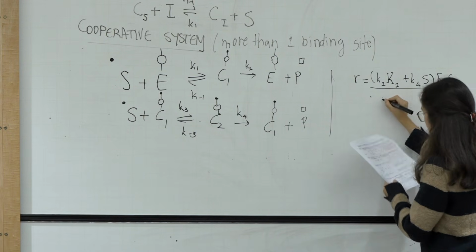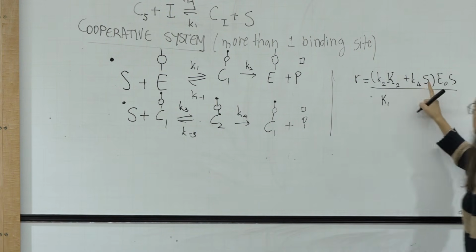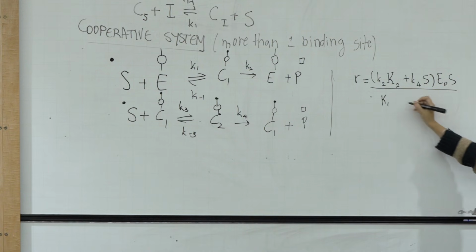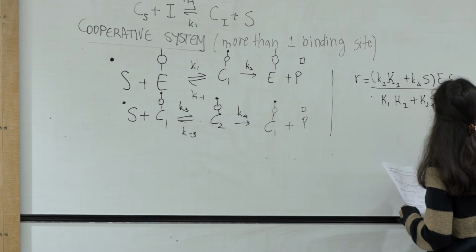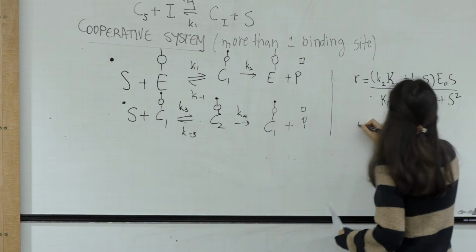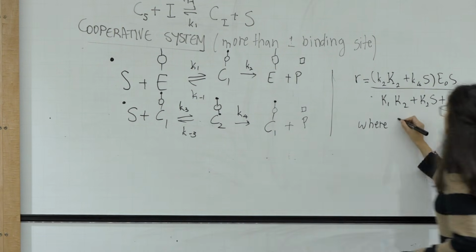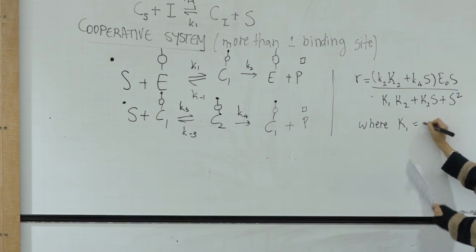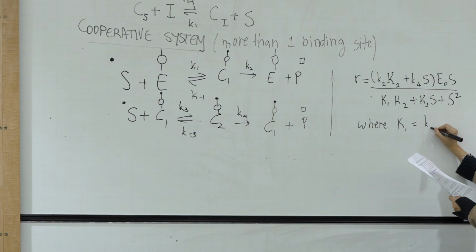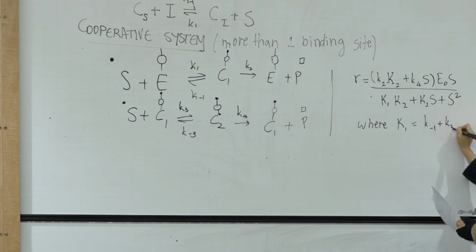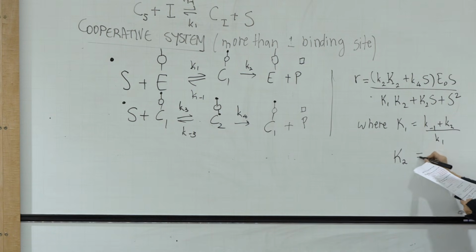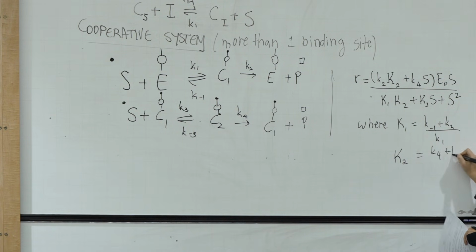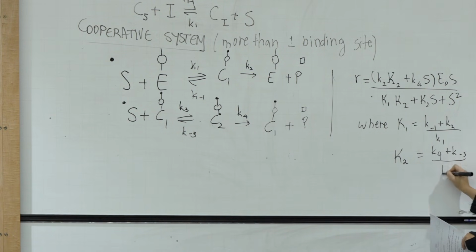You get that the overall reaction rate is dependent on the substrate concentration through this relationship, K2S plus S squared. And then here I have that K1 is equal to the sum of this, K1, and then finally K2. The other constant is K4 plus K negative 3 over K3.